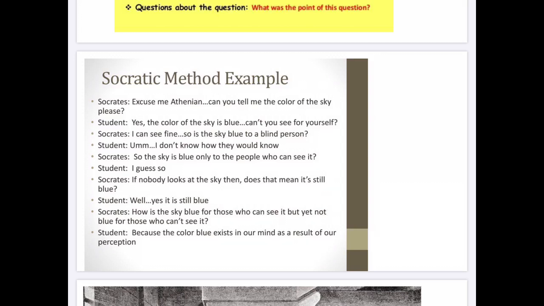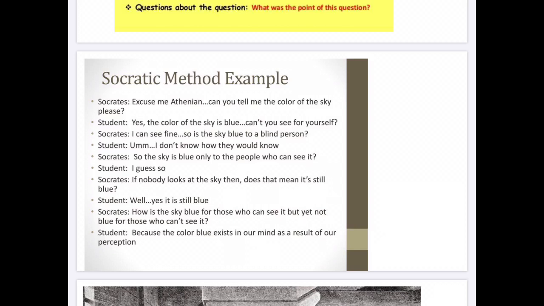Student: "Well, yes, it is still blue." Socrates: "How is the sky blue for those who can see it, but yet not blue for those who cannot see it?" Student: "Because the color blue exists in our mind as a result of our perception."